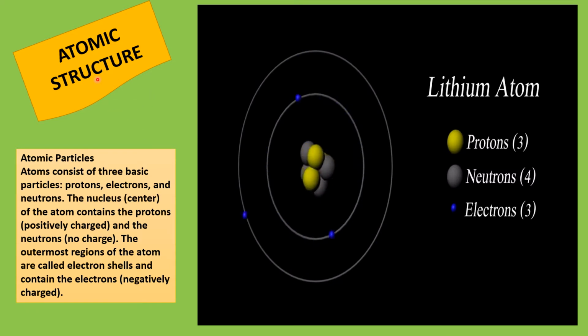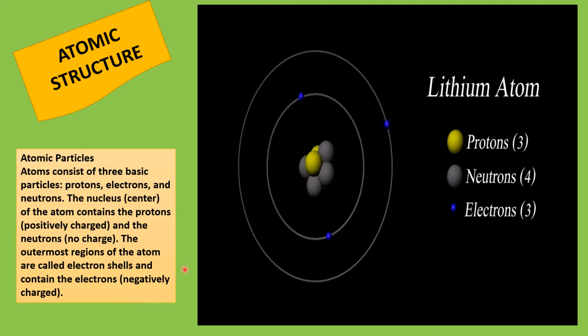Now second question is, what is atomic structure, or describe atomic structure with an example. So atoms consist of three basic particles: protons, electrons and neutrons. The nucleus at the center of the atom contains the protons, positively charged, and the neutrons, neutral, that means no charge. The outermost regions of the atom are called electron shells or orbits and contain the electrons, that is negatively charged.